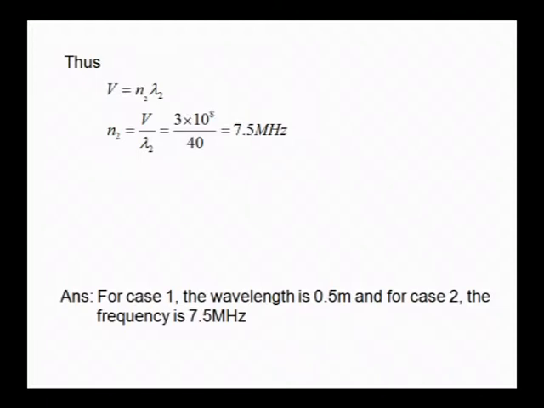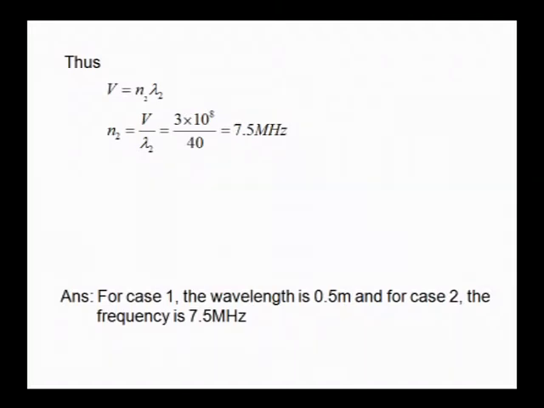So, the product of frequency and wavelength for an electromagnetic wave will always remain a constant, and that is 3 into 10 to the power of 8 meters per second. So, frequency and wavelength are inversely proportional. The velocity of an electromagnetic wave will always remain a constant, because as N2 decreases, lambda 2 will increase. So, the product of N and lambda will remain a constant at 3 into 10 to the power of 8 meters per second.